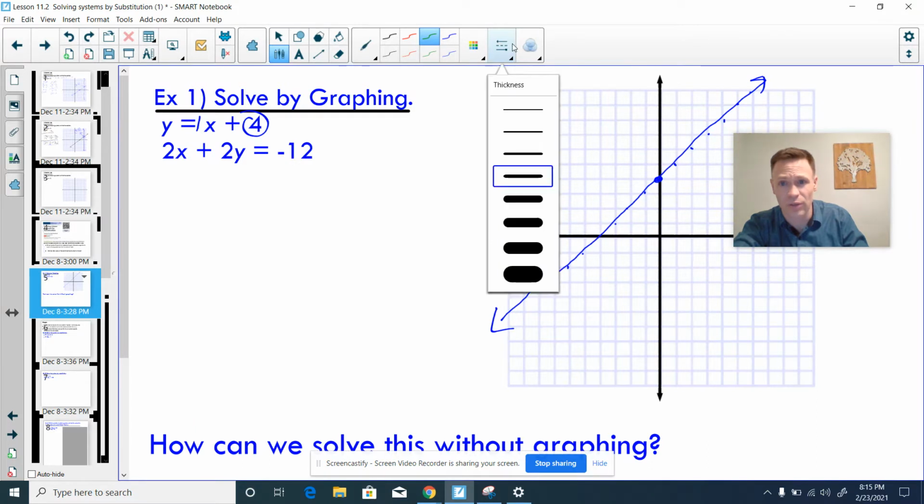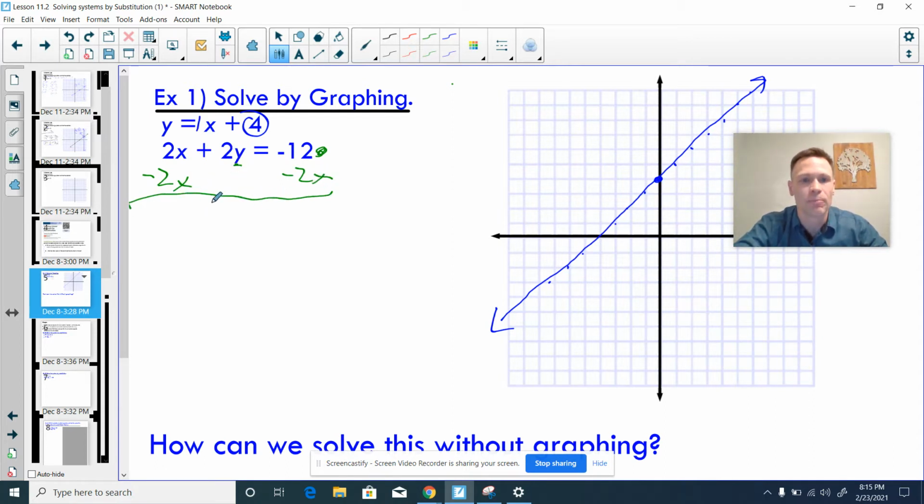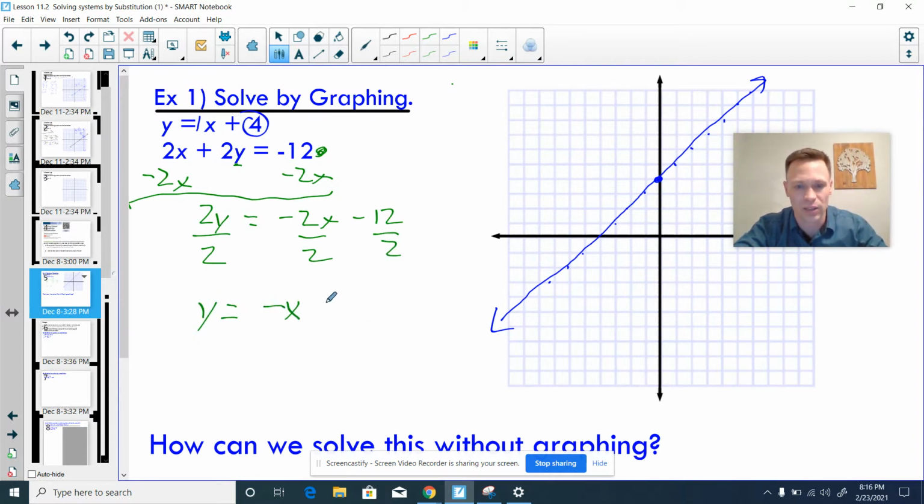All right, so that is the first line. I'll use a different color for the second line. I'll use green. Now, I showed the intercepts method. I'll solve this one for y this time. So I'll subtract 2x, minus 2x, solving for y. That'll give me 2y is equal to negative 2x minus 12. And now I have to divide by 2. And I get y is equal to negative 1x plus negative 6.